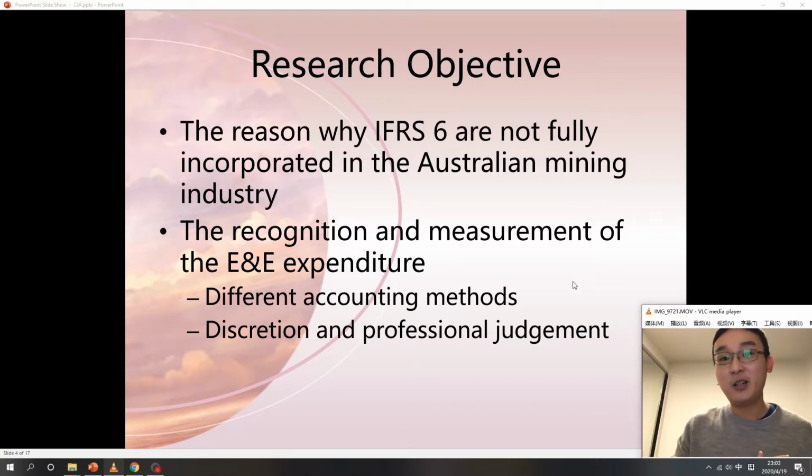As I mentioned earlier, we want to look into the reason why IFRS 6 is not fully incorporated in the Australian mining firms, and we have 4 key areas that we want to look at. First, we want to look at the ASX listed Australian mining firms and find out which has adopted IFRS 6 and which has not. After this step, we'll proceed to the second key point, which is that among the firms that have chosen to adopt IFRS 6, which of the 3 accounting methods have they adopted and why?